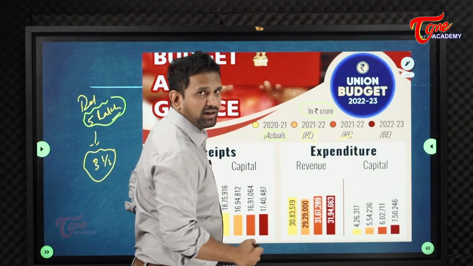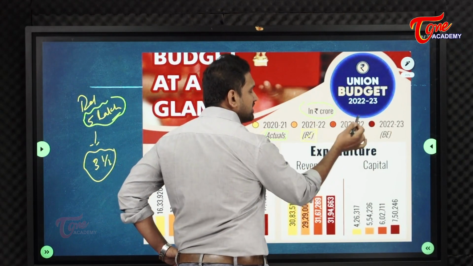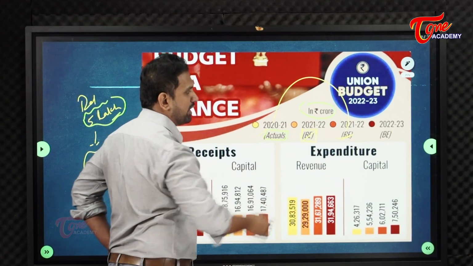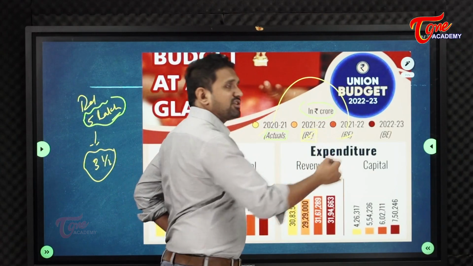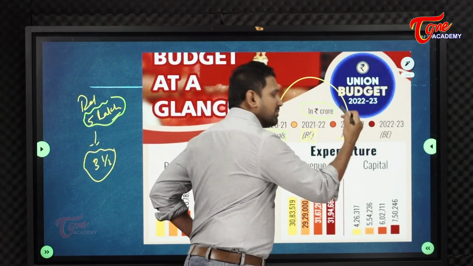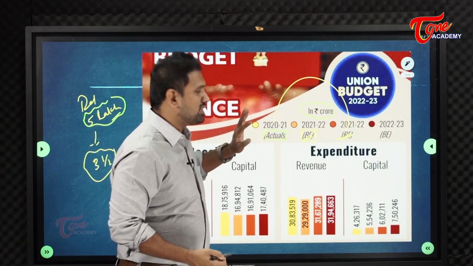Then you will say what? Revised estimate. After the revised estimate, it shows how much is actually allocated. But that is also not final. Budget estimate is not final, revised estimate is also not final, but actuals are final.